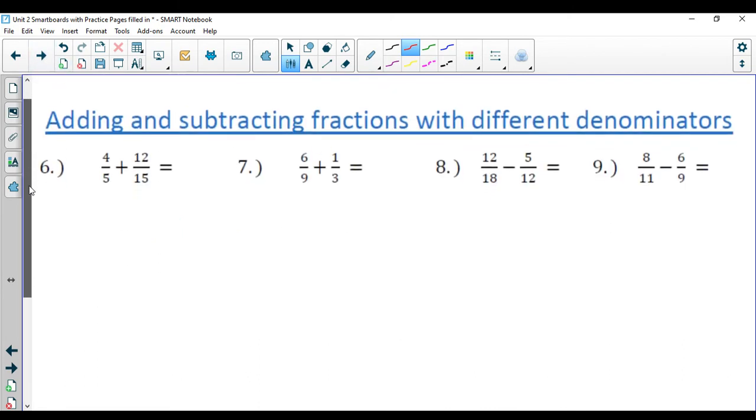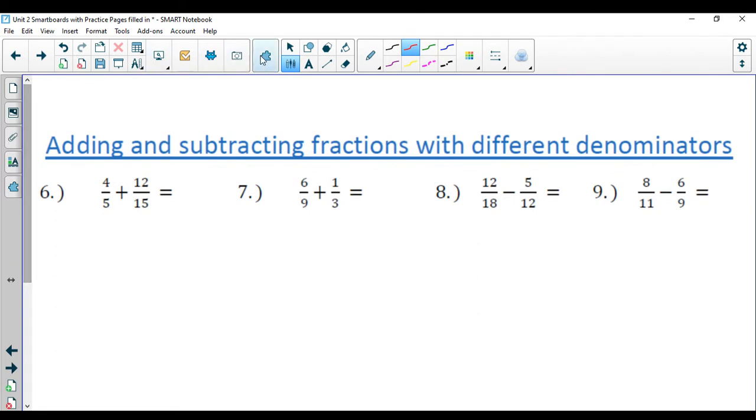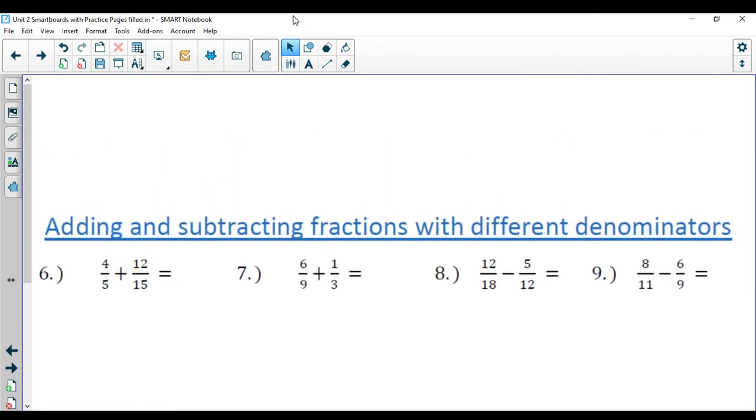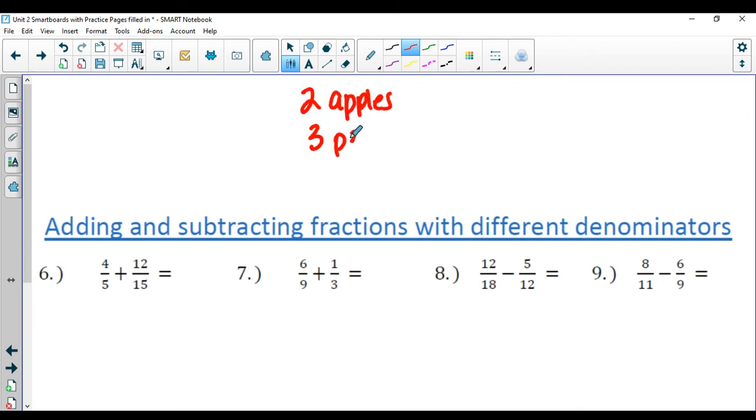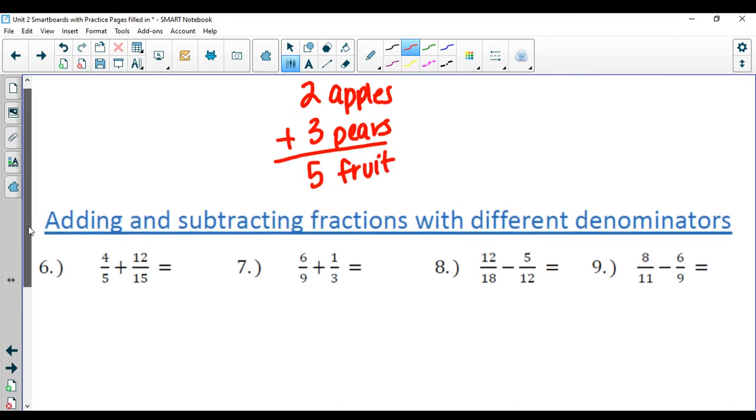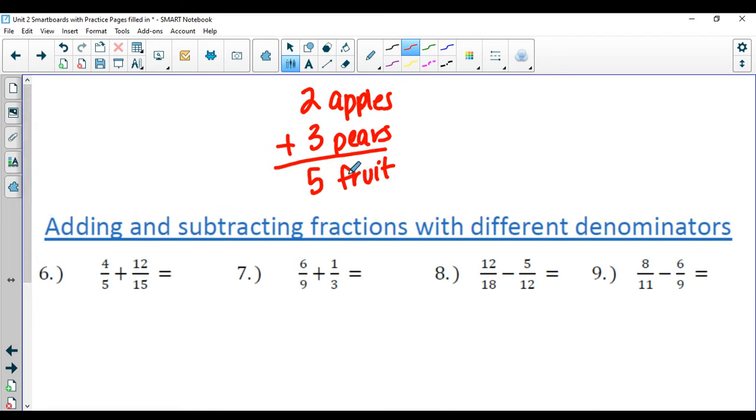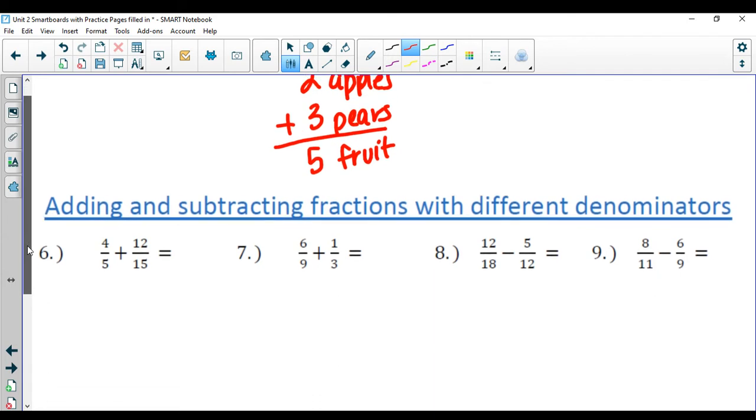In the next section, we're going to actually have to make common denominators here. And if you remember from the example in our lesson video, if we had 2 apples and we had 3 pears, in order to add those things together, we have to come up with some sort of term that we could actually join these together. So we could say that we have 5 fruits, because fruit would be able to identify both the apples and the pears.